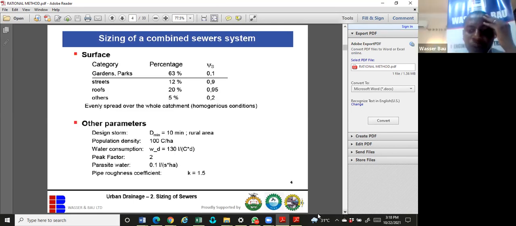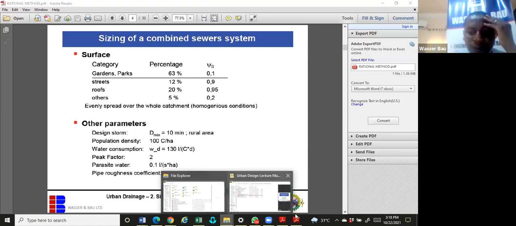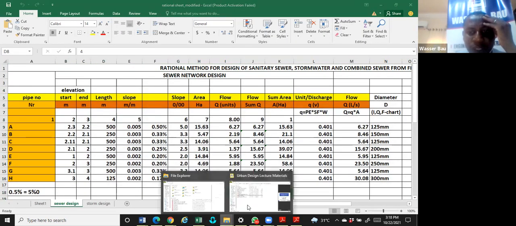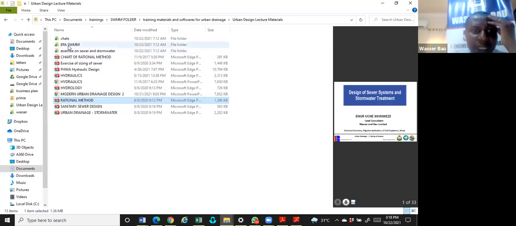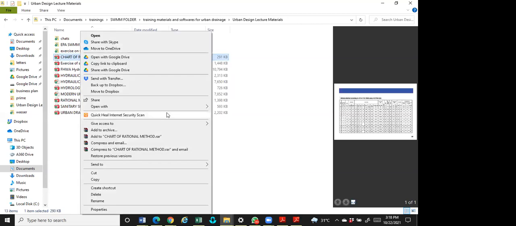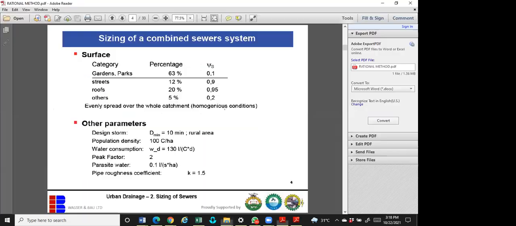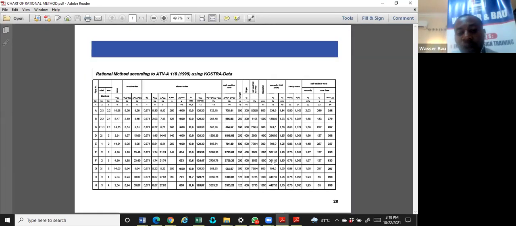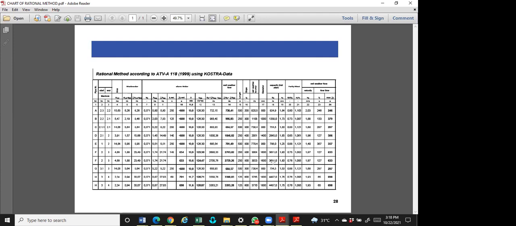Okay, so no need to go back to what we did yesterday. So let's go to the rational sheet, which is the Z table. So I want everybody to open this Z table, and after opening the Z table, you also open the chart of rational methods. So we said yesterday that your calculation sheet will look something like this.